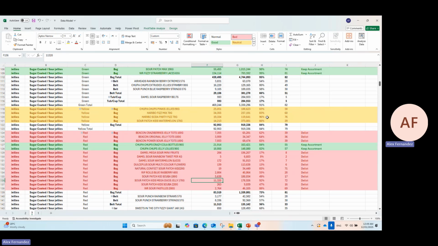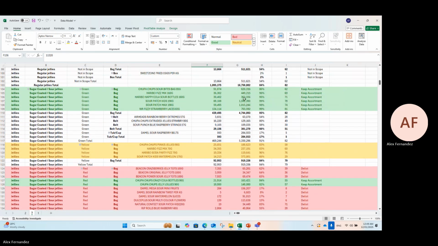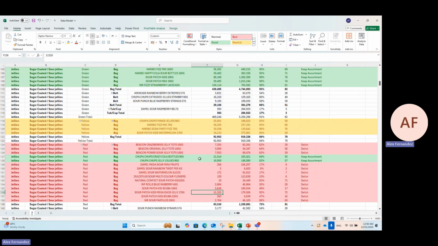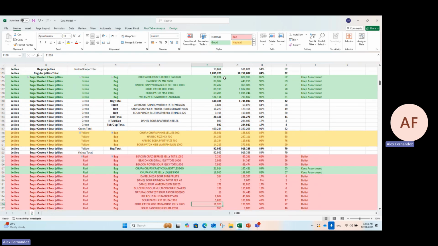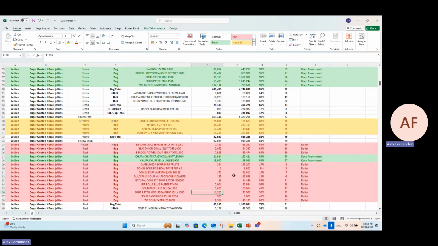Let's check here, 178. It is better than the fizz here of Haribo. The Sour Patch SKUs are really performing well with very high rotations. So this SKU should not be kept versus other Sour Patch SKUs. This is definitely the tail and should be delisted.